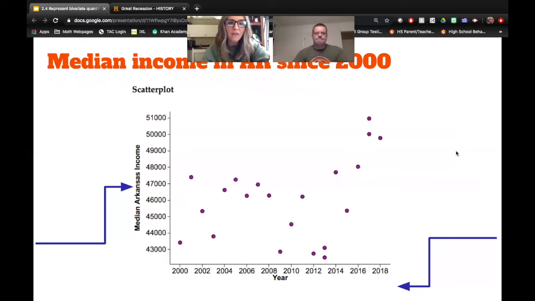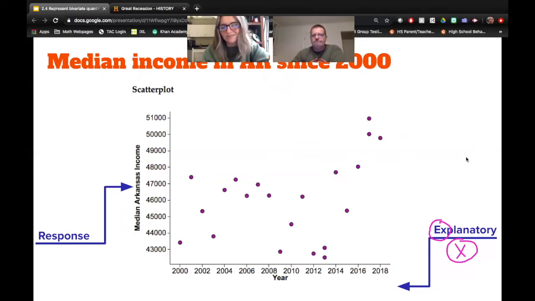So let's go back to this graph that we looked at before, median income in Arkansas since 2000. We already looked at it a little bit, but here the years would be my explanatory variable, and the median income would be the response variable. And I always remember it: explanatory's got the x in it.